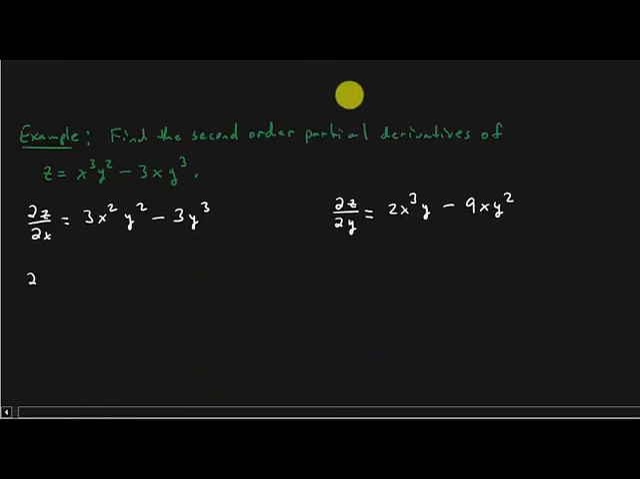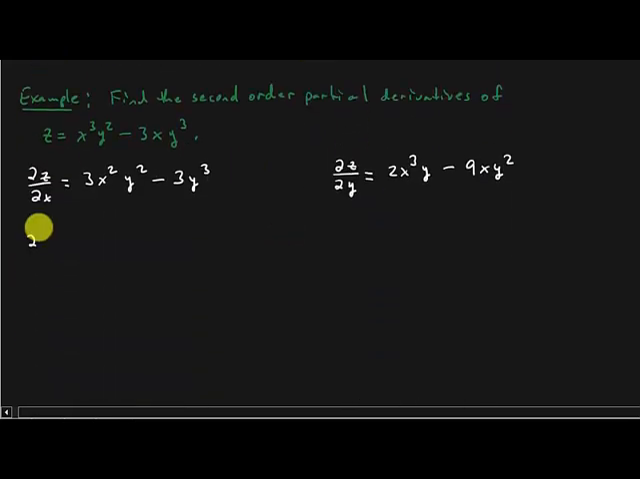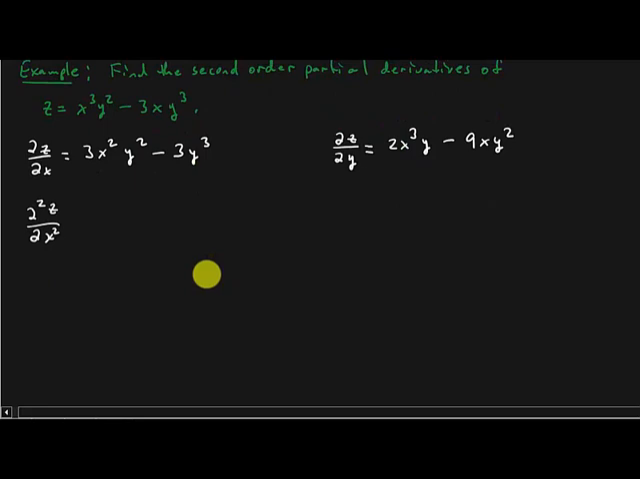Okay? All right, so the second partial of z with respect to x. All that means is you find the partial of this with respect to x, and then find the partial of this with respect to x. And so that's going to be 6xy squared, and this is 0 because y is a constant. So there's one answer.